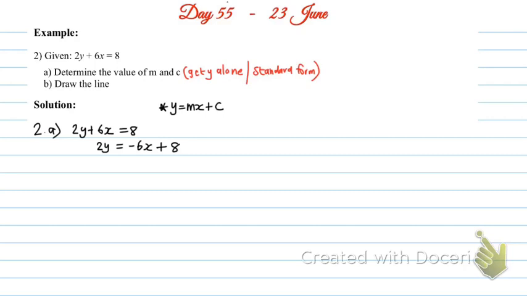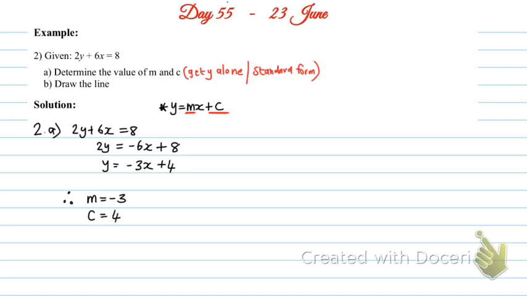So remember, y is equal to mx plus c. What I'm going to do is take the 6x over to the other side, becomes negative 6x plus 8. Then I still have the 2 in front of the y. I don't want any coefficient for y, so I divide by 2 everywhere. It becomes y is equal to negative 3x plus 4. Now I have it in standard form, and I can read off the values of m and c. m is the value in front of x and c is the constant value at the end. So the m value will be negative 3, and the c value will be the constant 4.